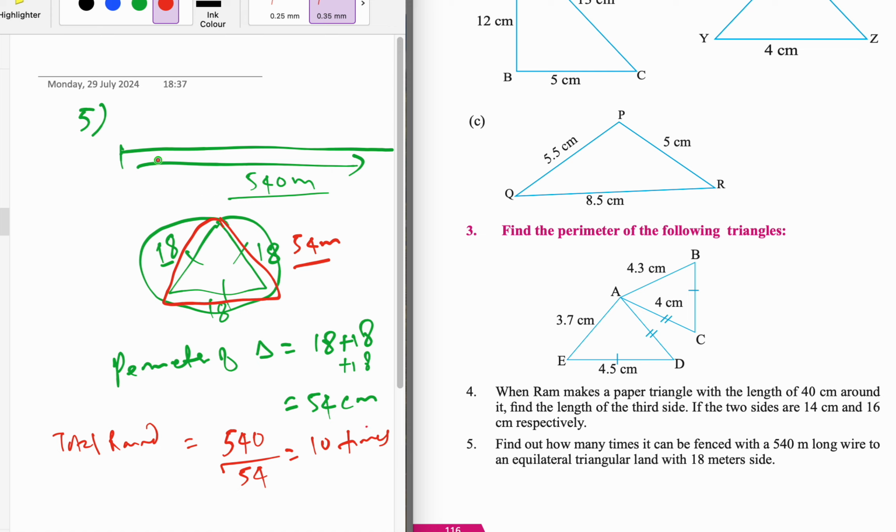10 times, yes. First time 54, next time 54, this time also 54. Similar to this we can do it 10 times. One time, two times, three times, up to 10 times we can fence the circle. Thank you.